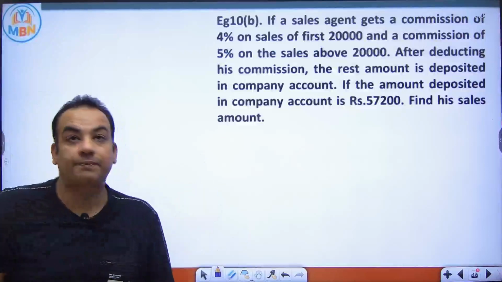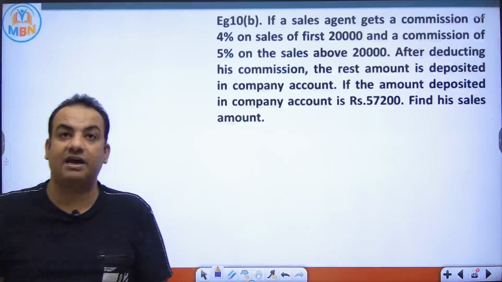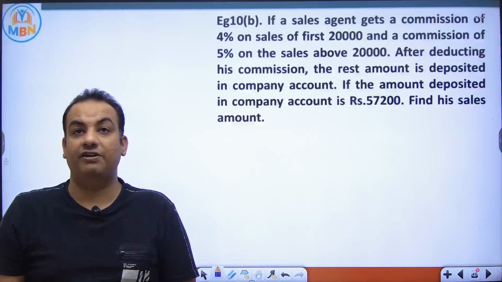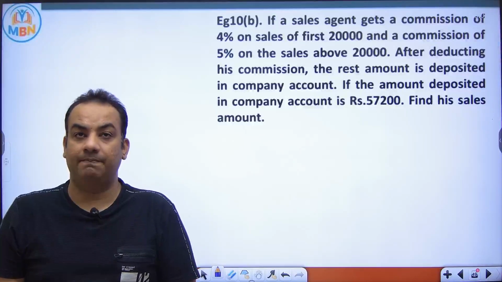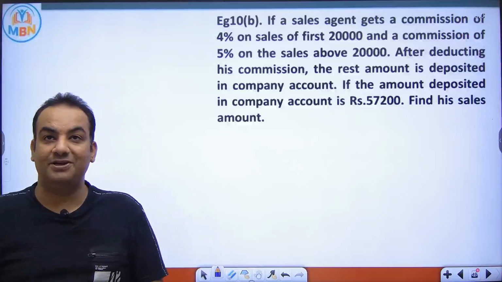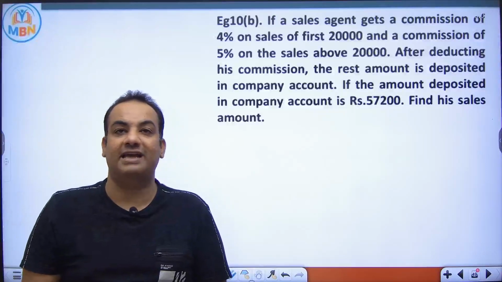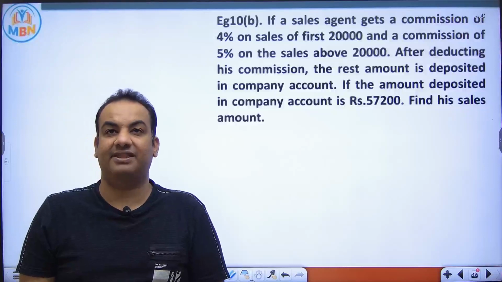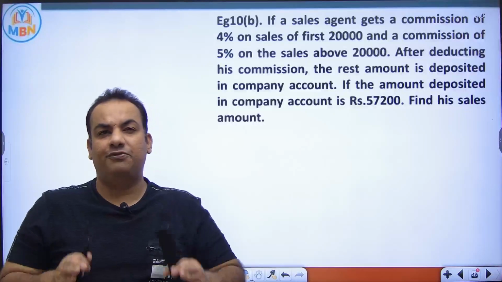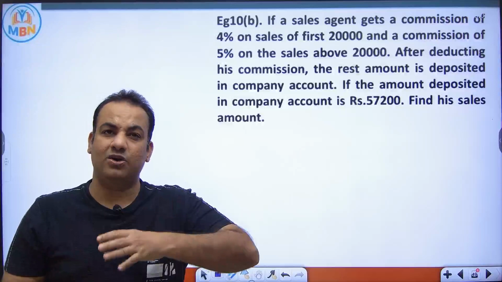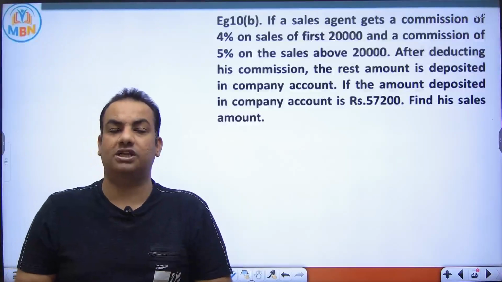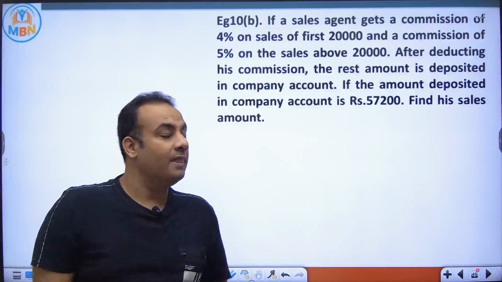Now see this question. If a sales agent gets a commission of 4% on the first 20,000 and a commission of 5% on the sales above 20,000, after deducting his commission, the rest amount is deposited in the company's account. If the amount deposited in the company's account is 57,200, find his sales amount. Very, very important question and a very good logic when I will be solving this. So please pause the video, try this question yourself and then look for the solution.